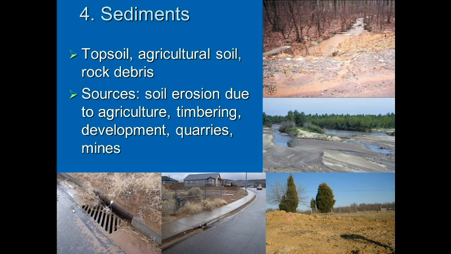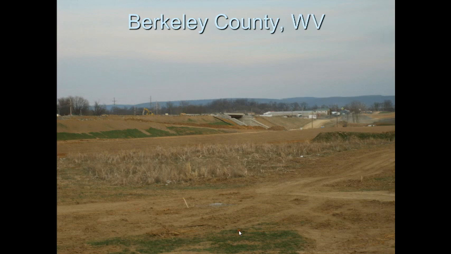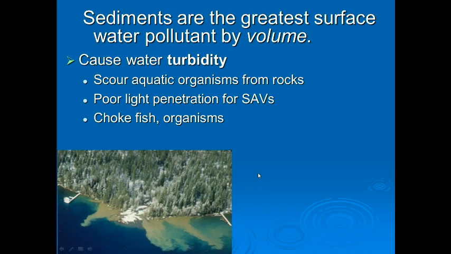This is a storm grate with plant matter going down into it, as well as the dirt and dust here you can see. Sediment due to the land here, runoff up here. This is Logan County, West Virginia. Here is a development in Berkeley County, West Virginia that would lead to sediment in a waterway.